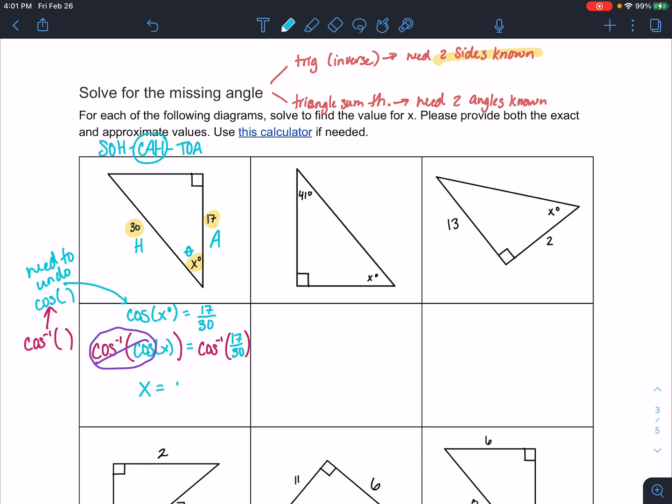On the right side of the equation, I'm left with cosine inverse of 17 over 30. But x is now isolated. X is in fact by itself, so I've solved this problem, and this is again something I can plug into the calculator. Cosine inverse of 17 over 30 is my exact answer. I can get my approximate answer by plugging into the calculator from here.